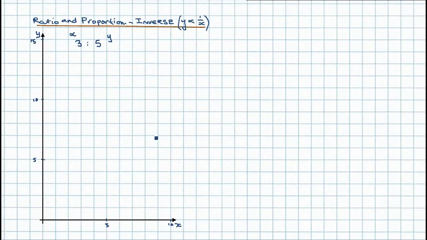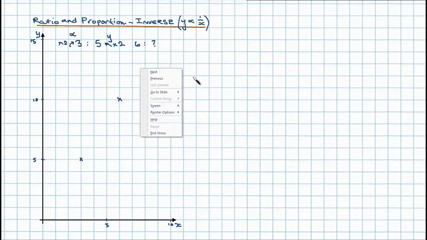Alright, so now as we saw in the last video, what we can do here is plot this on our graph. So we've got 3 to 5, and if we had 6 to question mark, we would say, okay, well, probably if I double this, so this is times 2, then I'm going to double this. So that will be times 2 as well. So we'd end up with 6 to 10. Okay, so we've got 6 to 10.